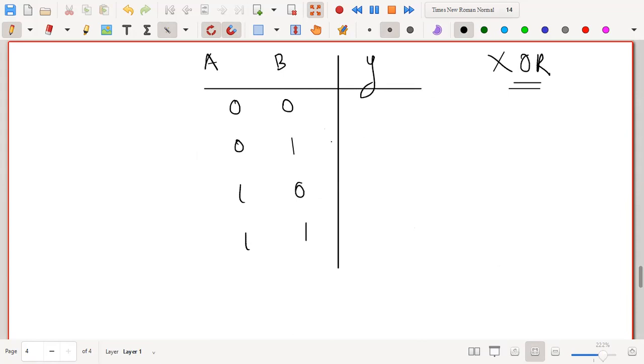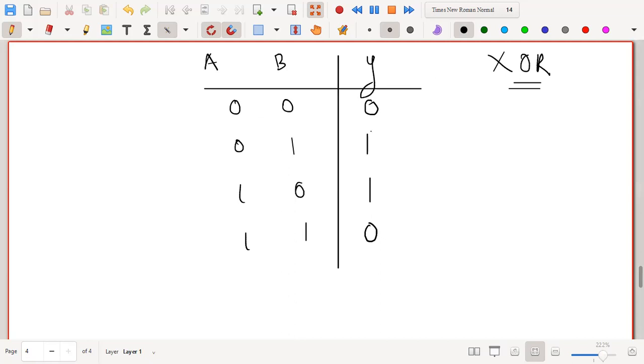Now the output is high only when any one of the input is high. So you see only in the second and the third case, where any one of the input is high, will the output be high; otherwise the output would be 0. So the output is 0 when both the inputs are the same. You can also say that the output is 0 only when the inputs are the same. Same input means output would be 0, whether it is 0 0 or 1 1.